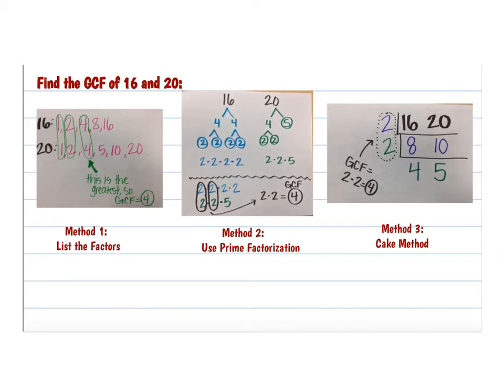Otherwise, the cake method, kind of like our dividing by prime numbers. So we find a prime number that both 16 and 20 can be divided by, which was 2. Divide them both, 10 and 8. Find a number that both 10 and 8 can be divided by, which is 2. So we're left with 4 and 5. They don't have anything in common except for 1. So the numbers on the left here, 2 and 2, when we multiply that together, that would be our greatest common factor. So 3 methods. I'll go through into more detail on the next slide.